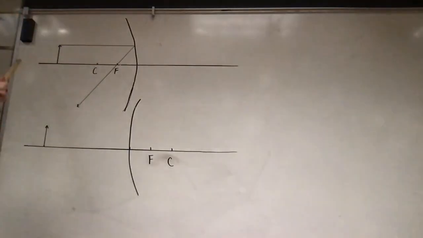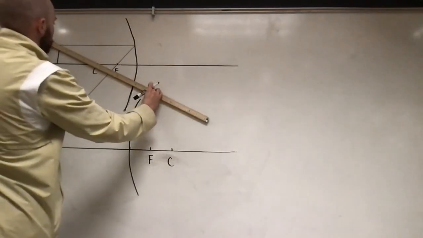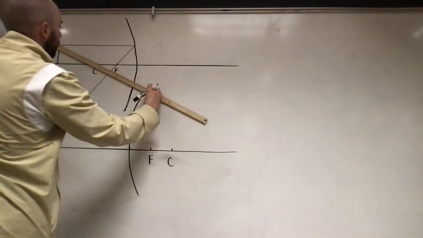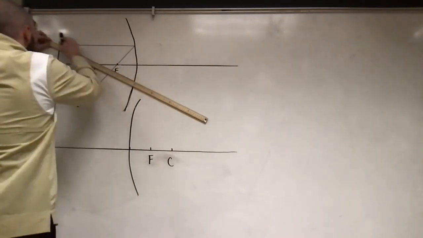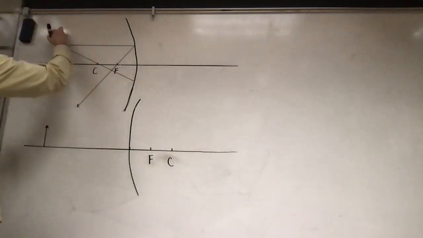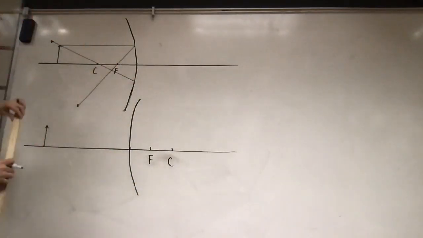My second one, and this one's the easiest one, is going through the center of curvature. When it goes in through the center of curvature, it's going to hit the mirror and reflect straight back. So right now, we should know that our image is right here.